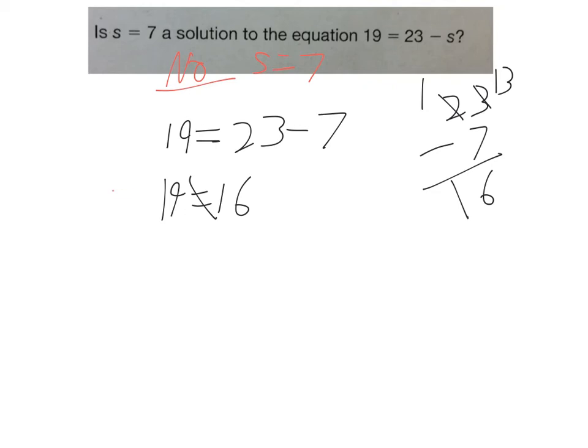And this is why. Because when we substituted in, we did not get 19.